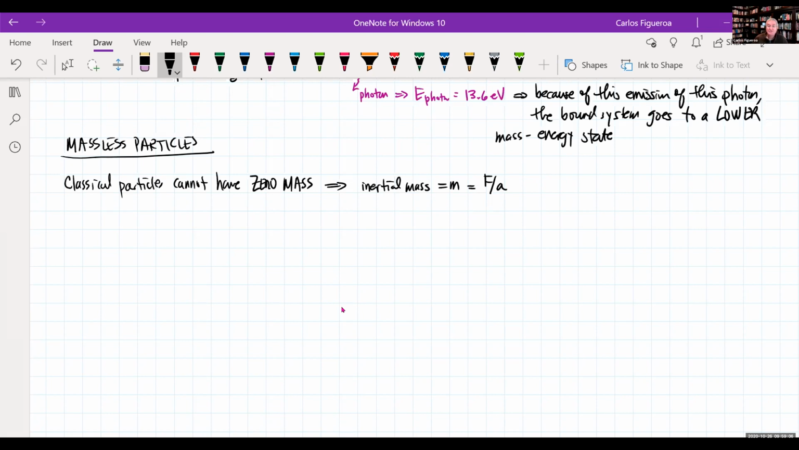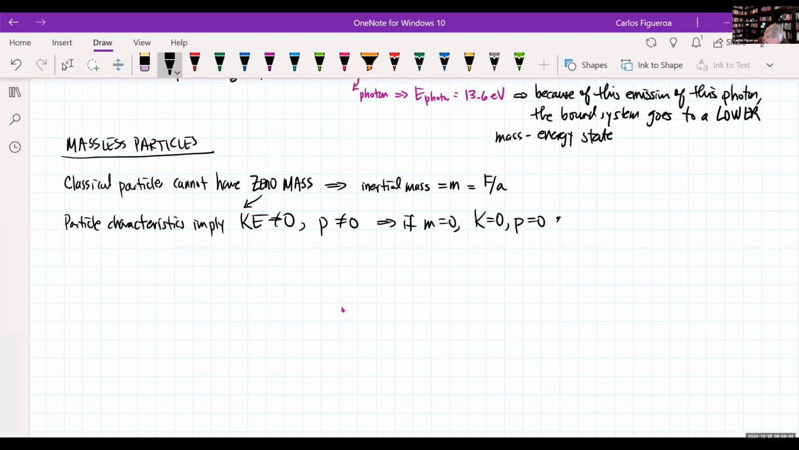So if this is true, if I really have a zero mass particle, then particle characteristics imply that the kinetic energy of the particle is not equal to zero, and the momentum is not equal to zero, if I'm thinking classical physics. So that means if m is equal to zero, kinetic energy is zero, and momentum is zero, and therefore no classical particles can be massless, because kinetic energy and momentum are particle characteristics.